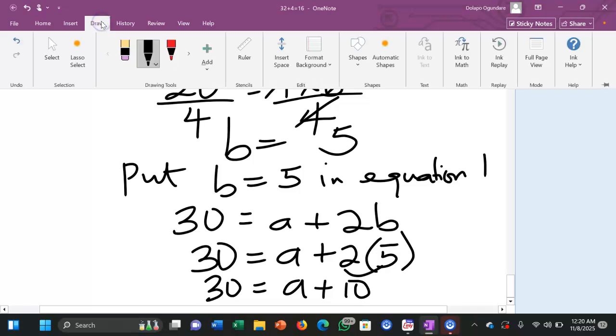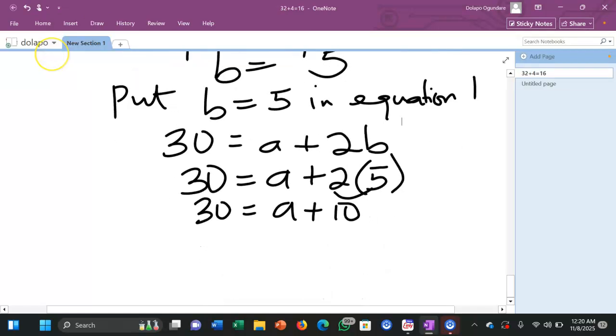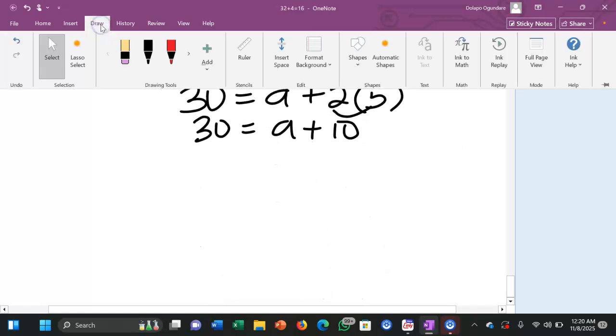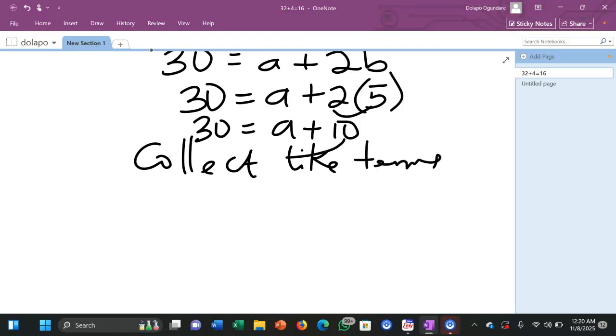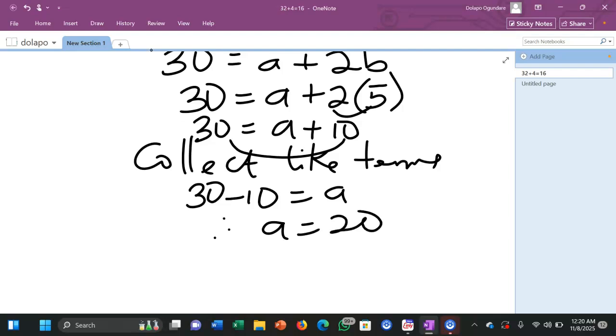This is a straight line equation, so we collect like terms. So this will come out to have 30 minus 10 equals a. So therefore, a equals 20. Now we have gotten our two variables. A is 20, and b is 5.